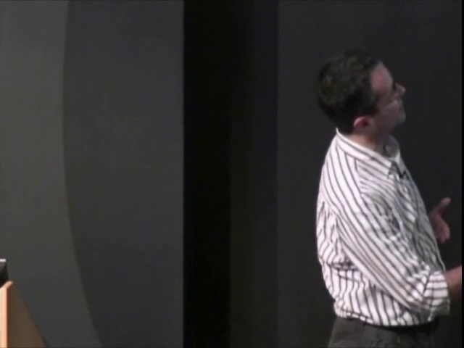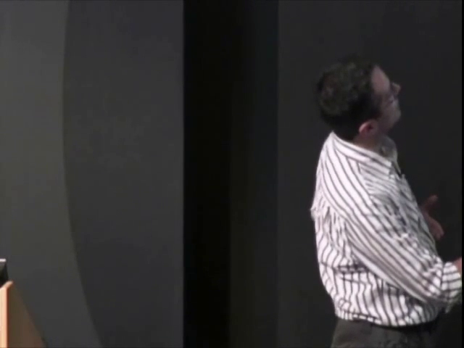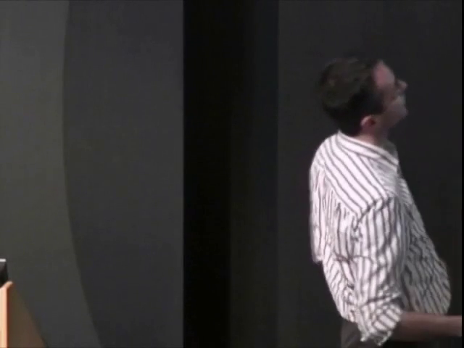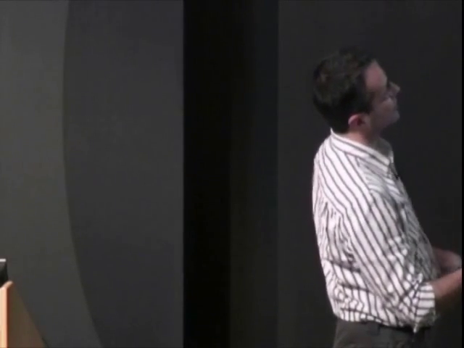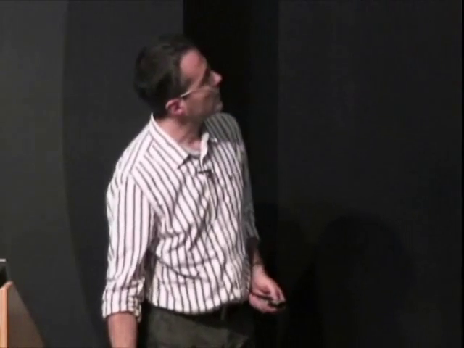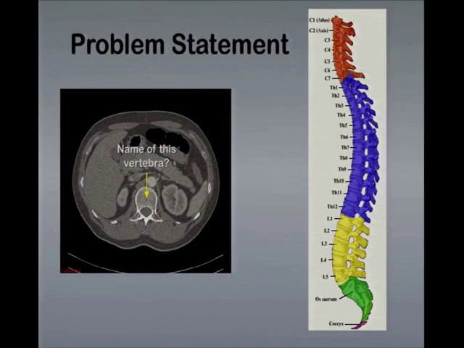This is the spine. This is a kidney. This is the liver. So you're actually seeing the patient from the bottom. This thing here is the aorta, a big pipe conveying blood all around. And what we want to do is to be able to say, in this view, which vertebra is this one?